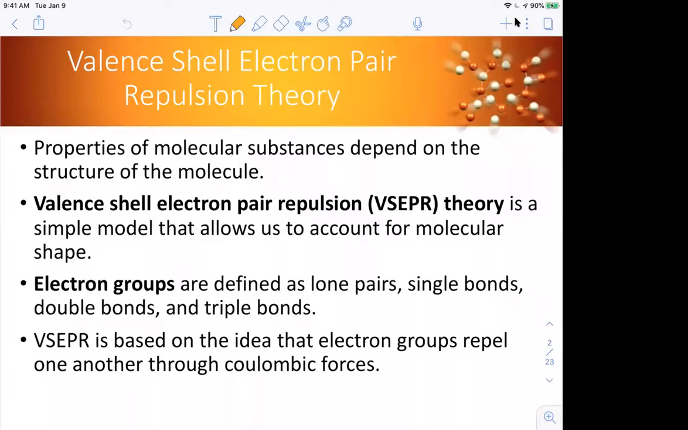So what happens is I have negative areas of electron density which are negatively charged. Those negatively charged areas of electron density are going to repel each other because like charges repel. Based on this theory, depending on the number of electron groups around a particular atom, I can figure out the actual geometry around that atom and try to assess what its three-dimensional structure would be.